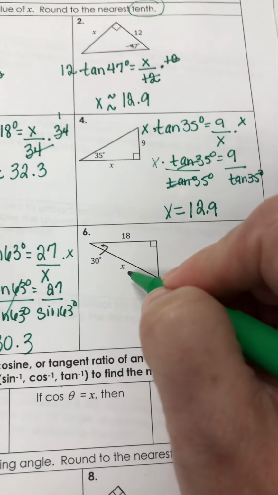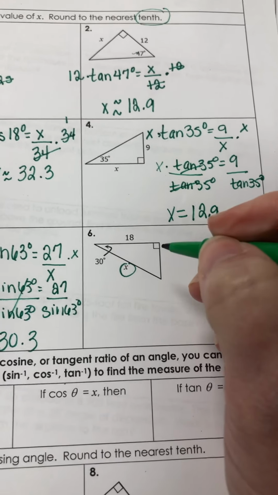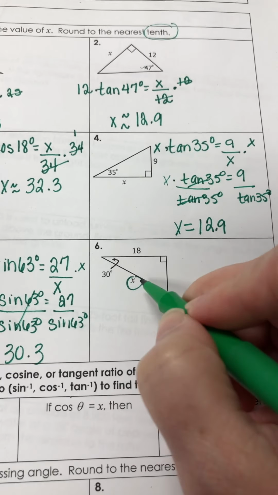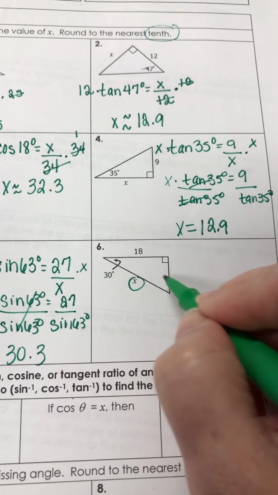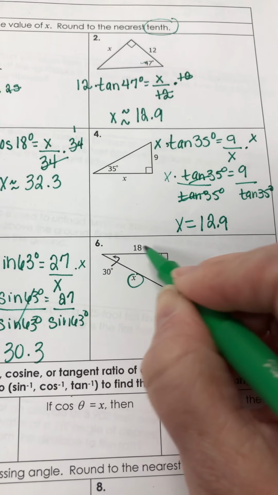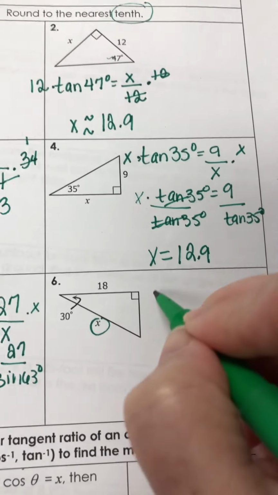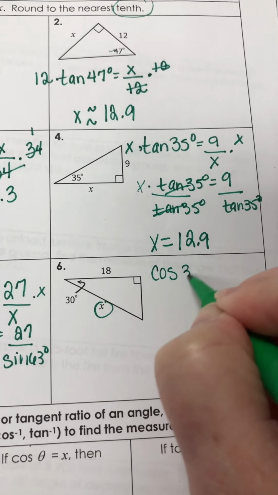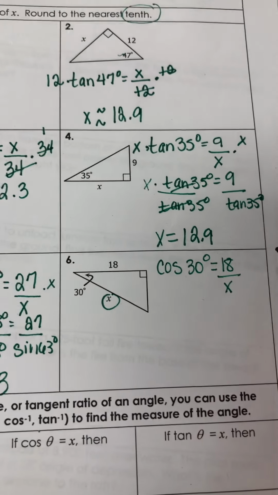Number 6, okay? Once again, I see this is my hypotenuse, all right? So with my hypotenuse, I'm going to use sine or cosine. So right here is my theta. This is opposite. This is adjacent. So I've got adjacent over hypotenuse, which is my lovely cosine. So the cosine of 30 degrees is equal to the adjacent over the hypotenuse.